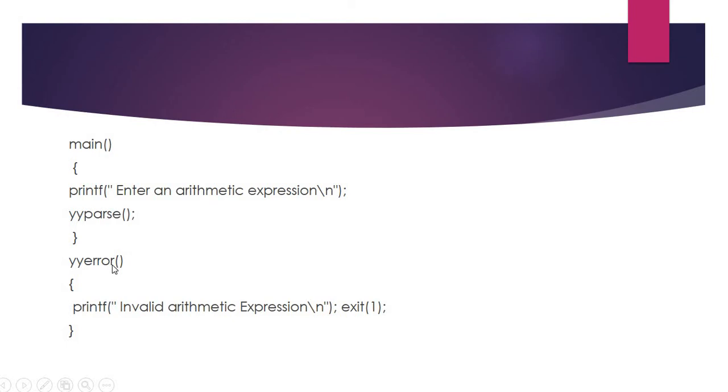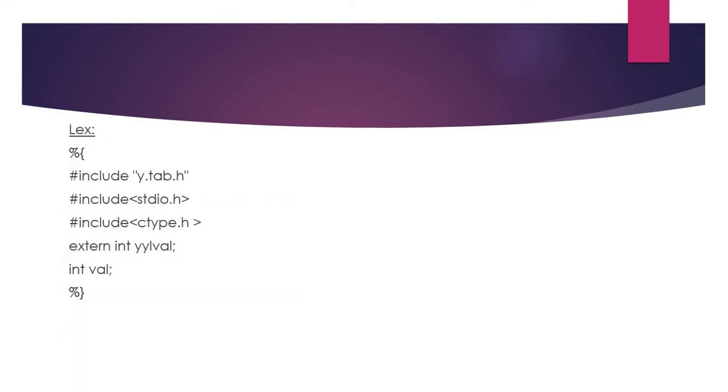Then we need to redefine yyerror. This yyerror is a predefined one, but we can override the operation already defined and rewrite it here. So if there is any error entered by the user, in such a case none of the production rules will be used to recognize it. Then we will just print "invalid arithmetic expression" and exit the parser.